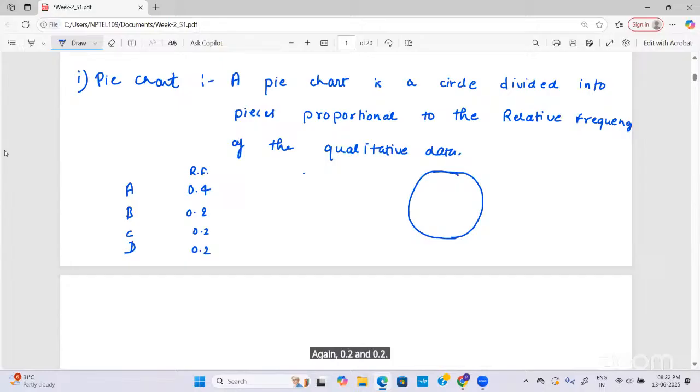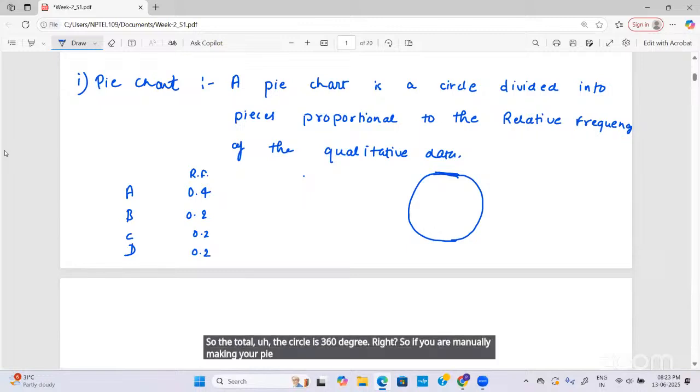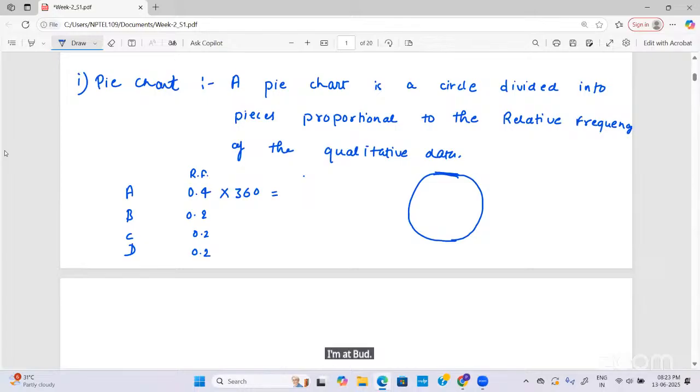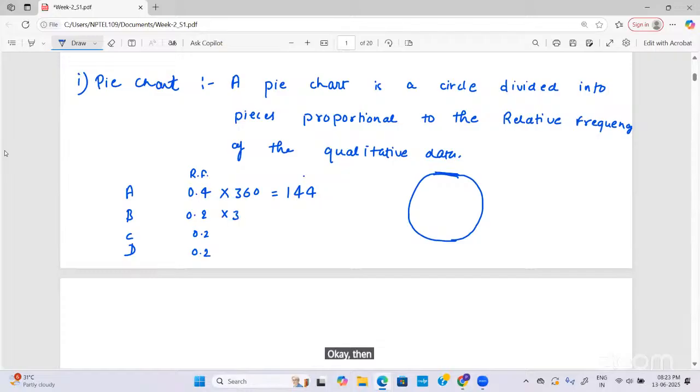So how can we make the pie chart? The total circle is 360 degrees, right? If you are manually making your pie chart, you want to know the angles. So what you have to do is multiply the relative frequency with 360 degrees. Then it will give you the angle for all the different categories. So for A it will be 144. Then again you multiply with 360 degrees, so it will be 72 degrees, and the others will also be 72 degrees only.